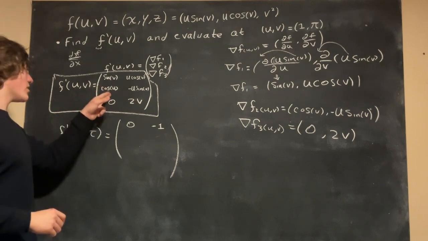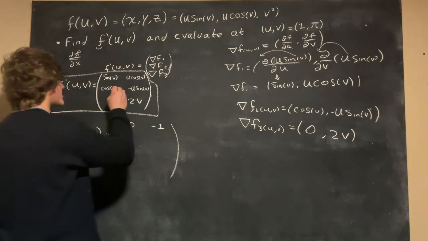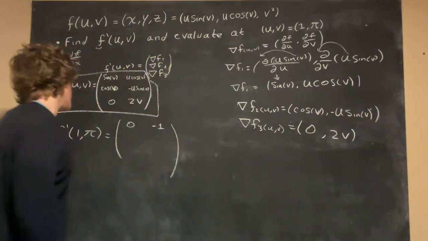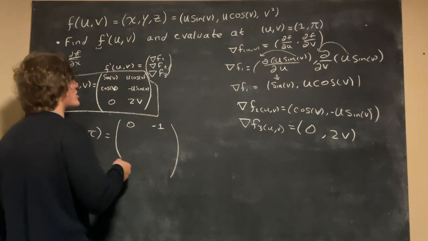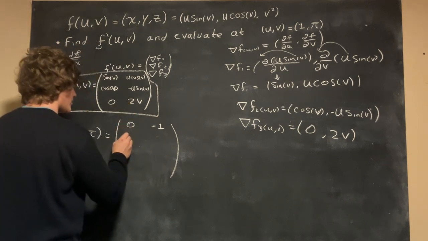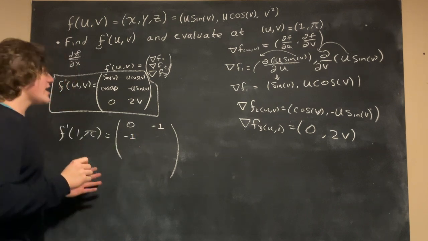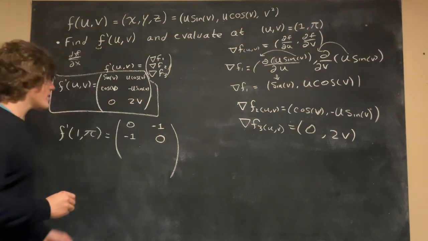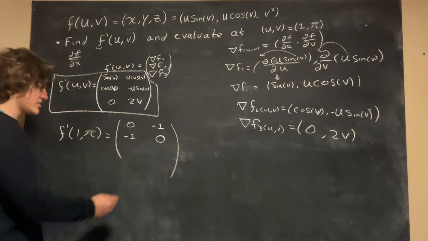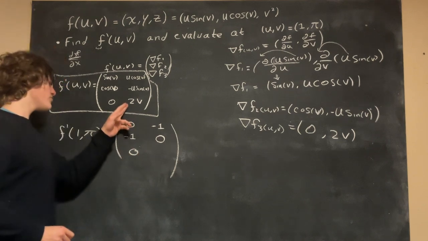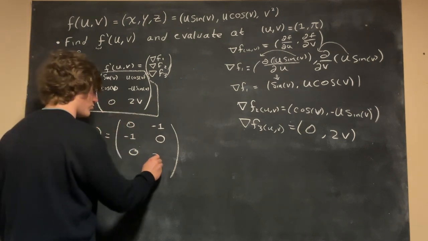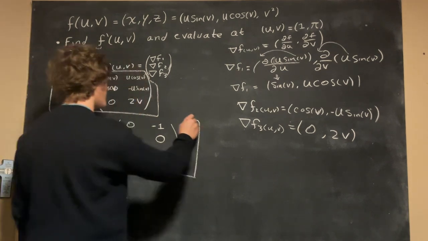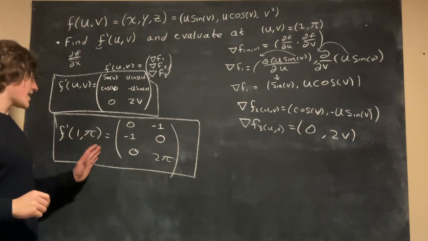The cosine of, this is supposed to be v right here. It's kind of a little bit messed up. The cosine, yeah, this looks very much like a u over there, but that is in fact a v. The cosine of pi is just going to be negative 1 right here. And the negative, this is just negative 1 times 0, so this is just 0. And now we have this one, just has no input. This is just going to be 0 right here. And then 2v, v is just pi, so this is just 2 pi right here. So this is our derivative evaluated at 1 comma pi.